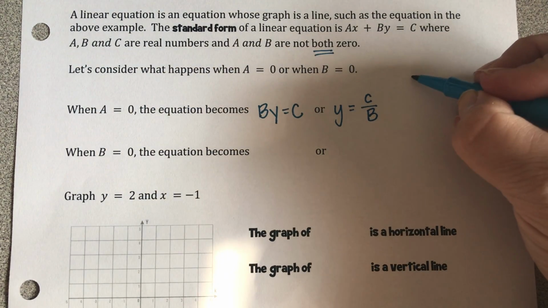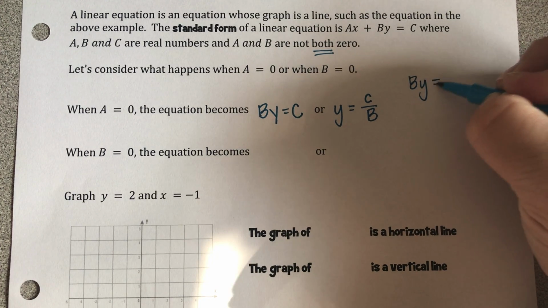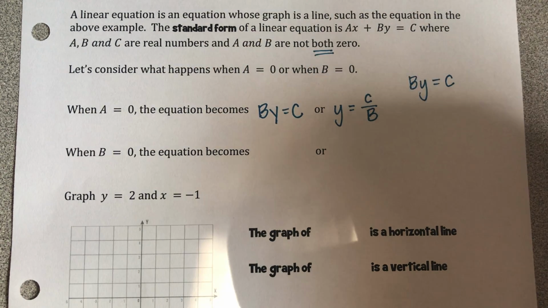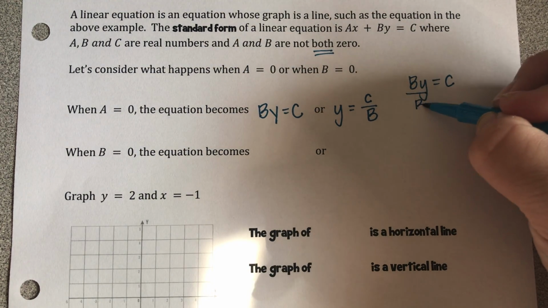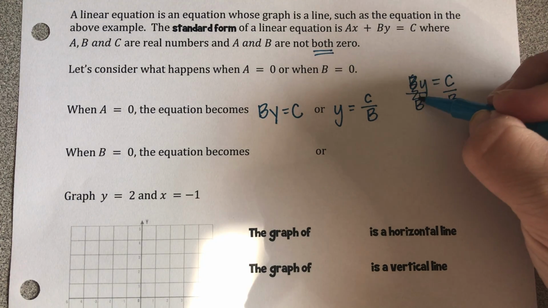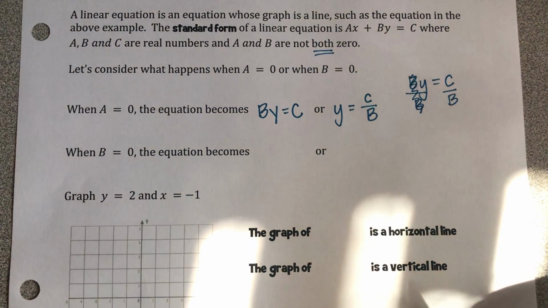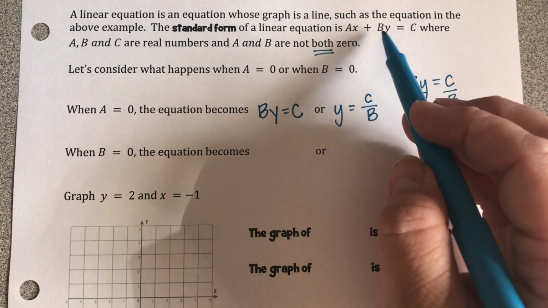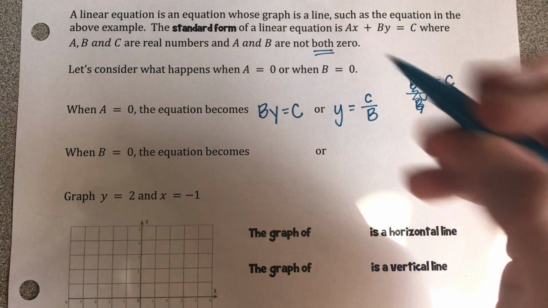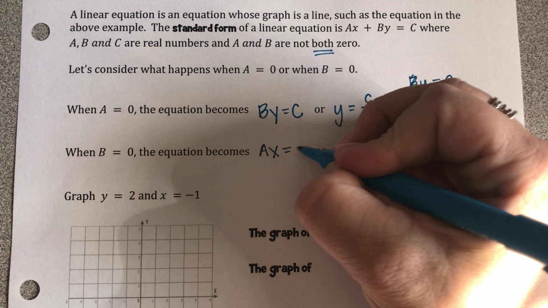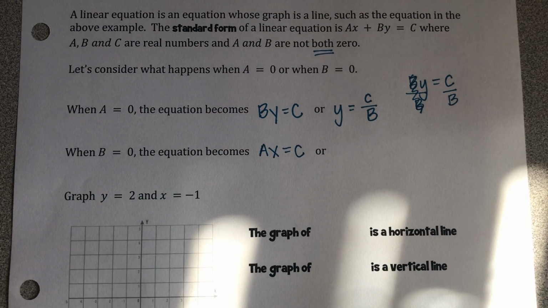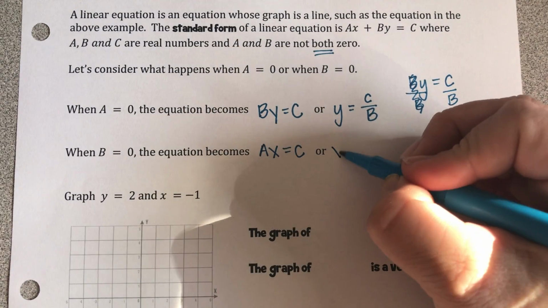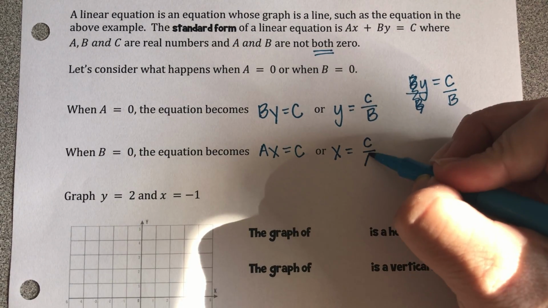Okay, if you're like, where did she get that? Let's come over here. So by equals c, right? Because a was 0, so ax went away. Now if I'm trying to get y by itself, I'm going to divide both sides by b. So y equals c over b. Well, let's talk about when b is 0, right? If this went away, because this is 0y, so that's gone, then we're left with ax equals c. And if I'm trying to solve this for x, I'm going to divide both sides by a, c over a.